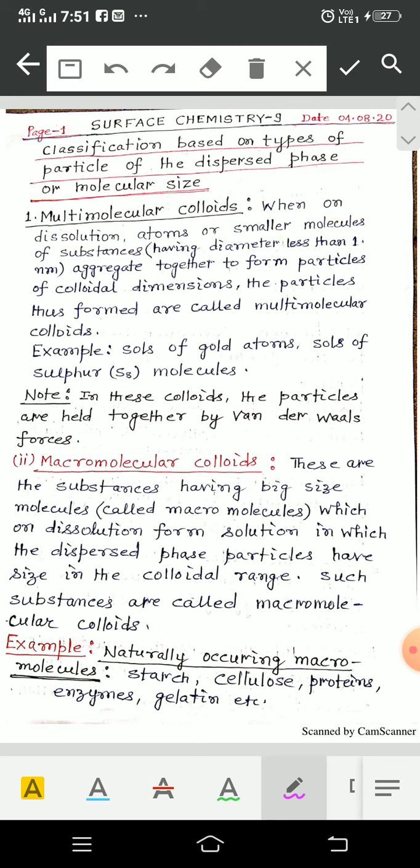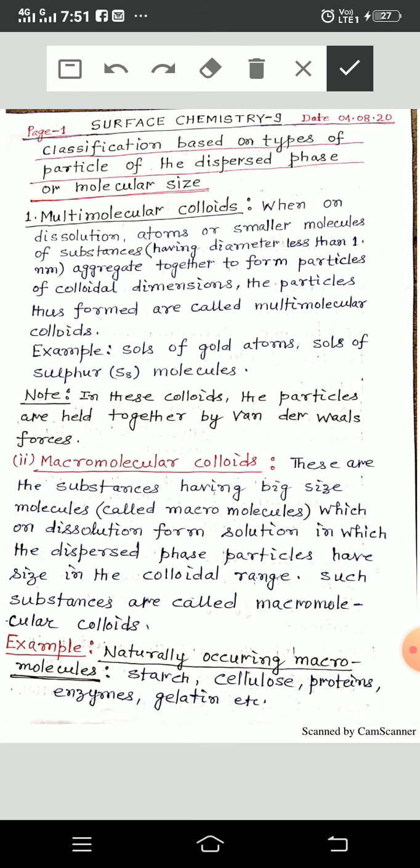Now this is about the classification based on types of particles of dispersed phase, or the molecular size. Very important for the examination. This is multimolecular colloids. On dissolution, atoms or smaller molecules of substances having dimension less than 1 nm aggregate together to form particles of colloidal dimensions. The particles thus formed are called multimolecular colloids.